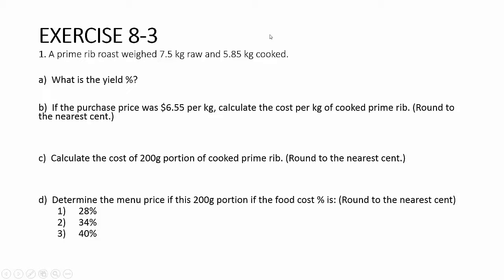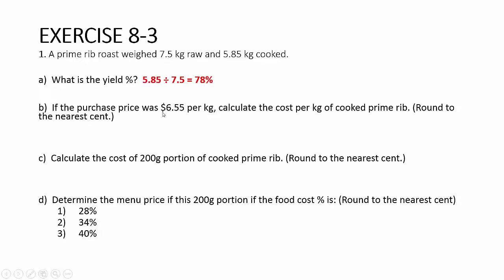While it is possible to buy cooked meat for your restaurant, here they're saying that we bought something that was raw and then we cooked it. So it's easy to see that the 7.5 kilograms is our AP, what we originally purchased, and after we cooked and prepared our prime rib roast, we only had 5.85 kilograms left, so that's our EP. So remembering that we take the EP and we divide it by the AP, that's what gives us the yield percent. So 5.85 kilograms divided by 7.5 kilograms gives us a yield percent of 78.